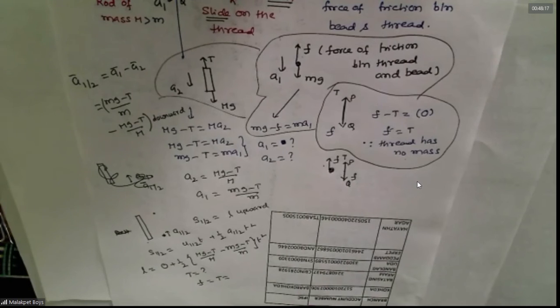Sir, 2 capital M small m L by M plus M into T square. One second.